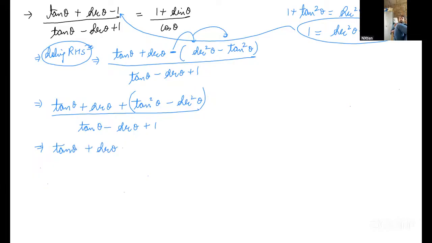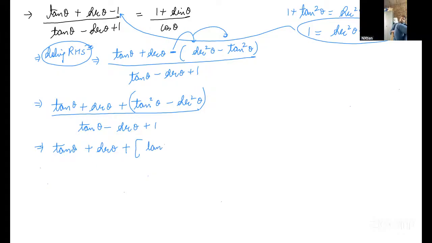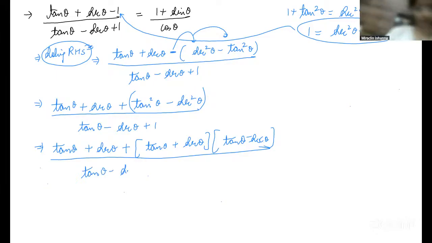Now it is in the form of a square minus b square. What is the identity of a square minus b square? A plus b and a minus b. So can I write it like this: tan theta plus sec theta and tan theta minus sec theta? Did you understand, guys, what I did? Please ask me.